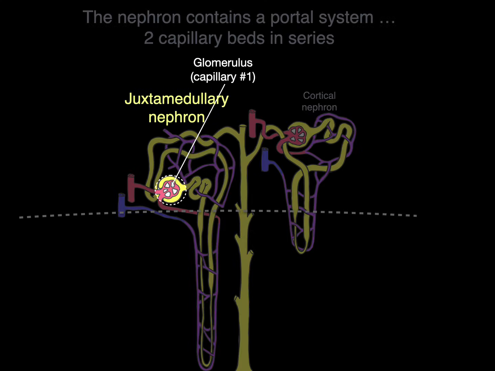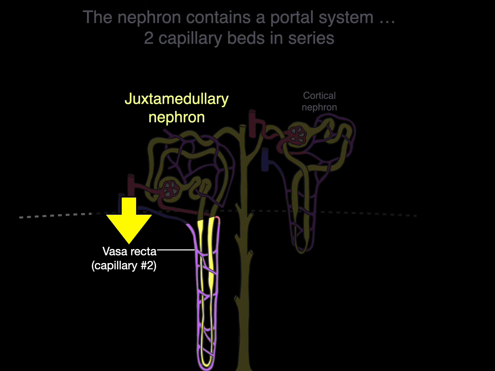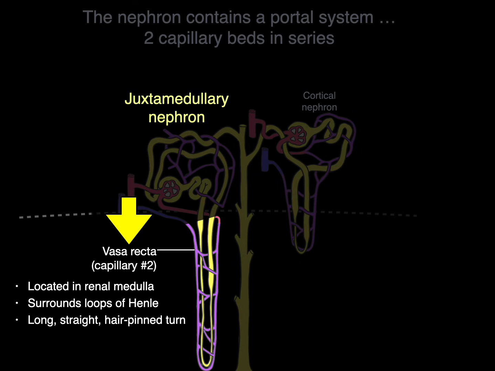Now, the juxtamedullary nephron also has a glomerulus. That's the first capillary. That's also for filtration. But then the efferent arteriole goes into the vasa recta. This is the second capillary bed for juxtamedullary nephrons. These are located in the renal medulla. This is what surrounds these long loops of Henle for juxtamedullary nephrons.